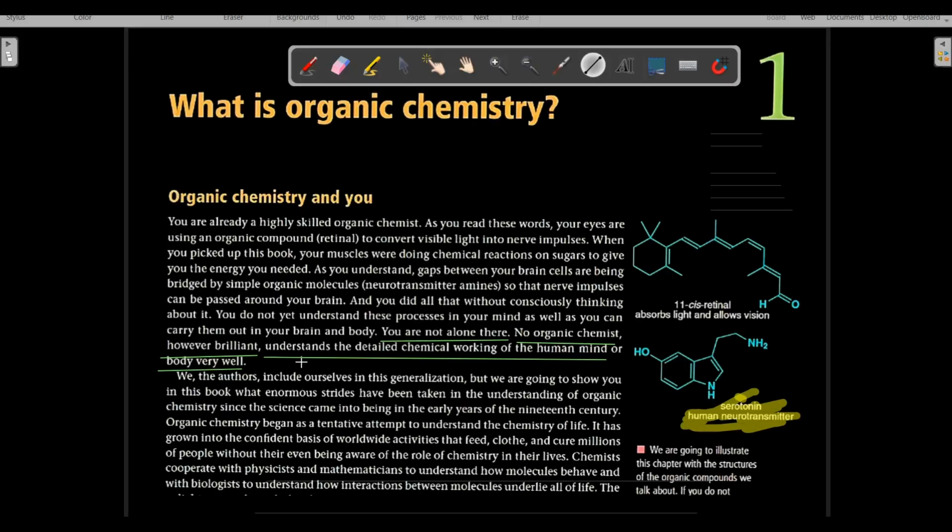So even scientists have very superficial knowledge about the things from here till here. So the book tries to say that you are not alone. You are not alone in not knowing the mechanisms of these processes. Even brilliant scientists sometimes do not understand the mechanisms of these processes. So that's the meaning of this first stanza. So from here till here we have covered.